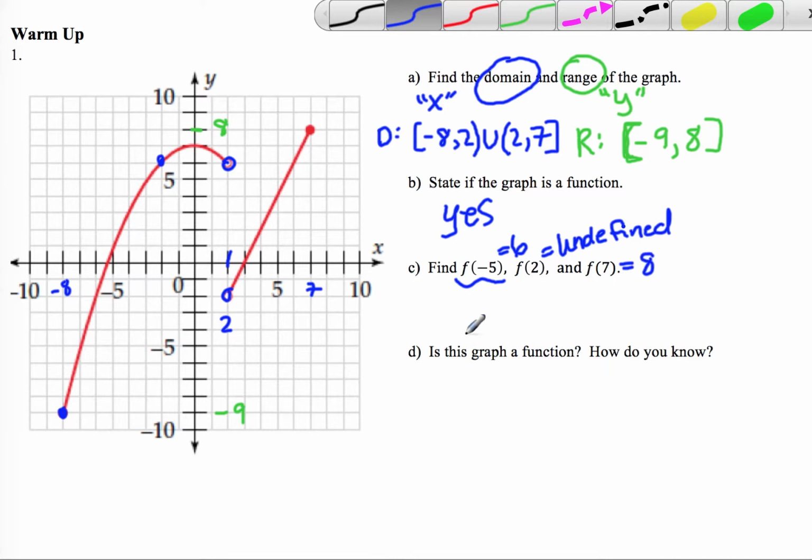Oh, is the graph a function? I guess we're asking the same question twice. We can take that one off there and say, how do you know? It's the vertical line test. Or you can say for every x, we only map to one y value.